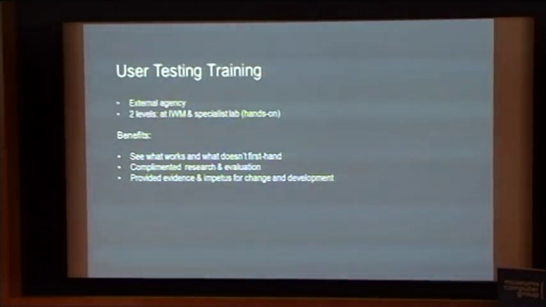User testing was an external agency, User Vision. We had 2 levels of training. They came to the museum and trained, and then we also had a very fun time at a specialist lab with a one-way mirror, or 2, I can't remember, the mirrory things where they organised for teachers to come in and use our website. This is just the learning pages, those 2 hubs, and to see how people got on with our learning pages. So the benefit of this is we got to see what worked and what didn't firsthand.